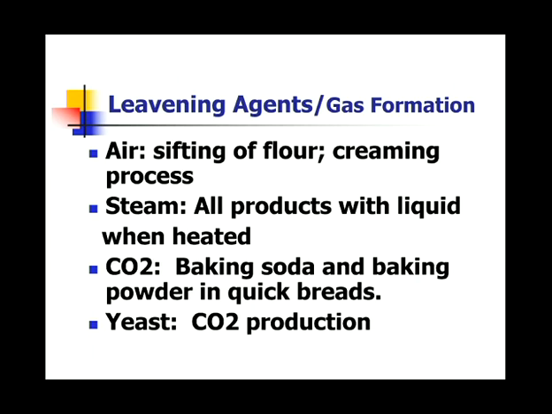The second leavening agent is steam. Where do we get steam? How do we get steam? Steam from what? Water, from water, yeah. Once we bake something in the oven, any liquid will turn into steam. When it turns into steam, the product rises.